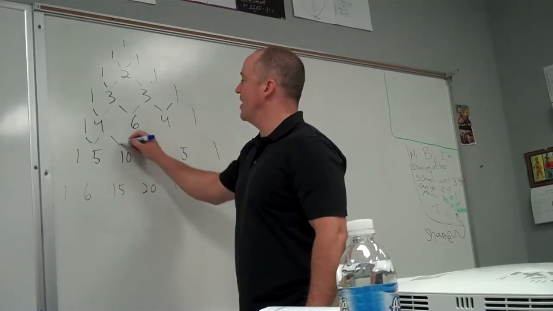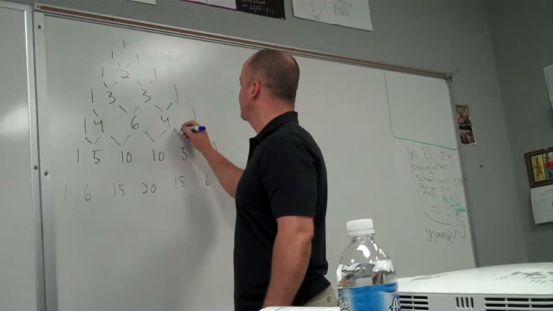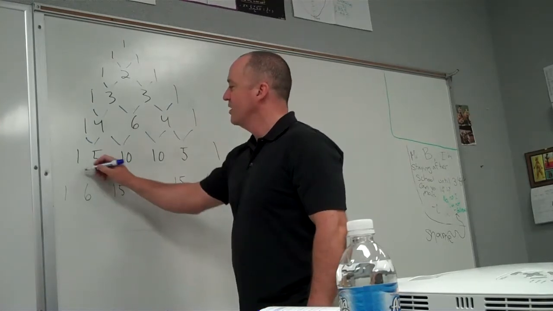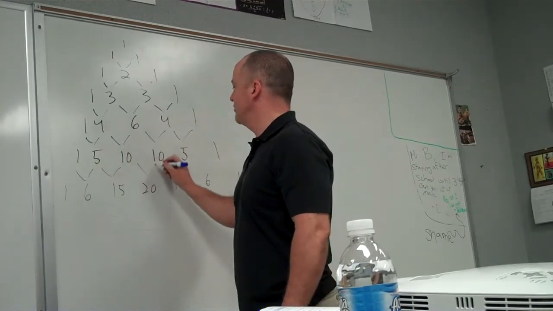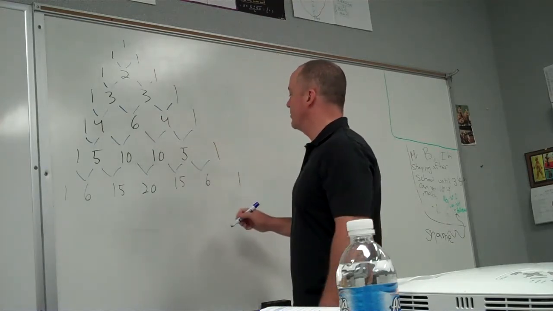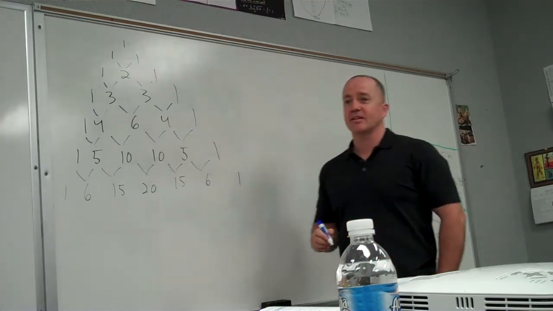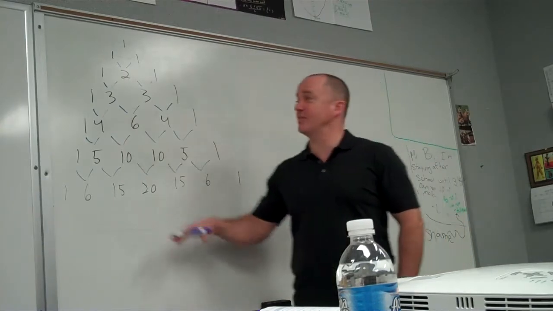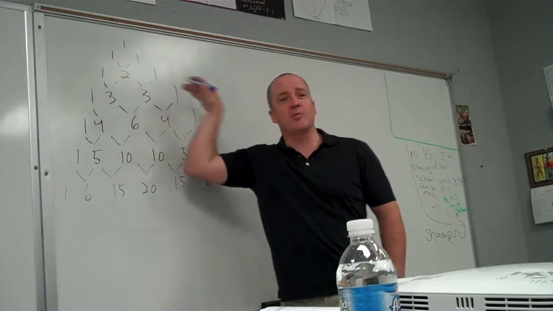1 plus 4 gets you 5. 4 and 6 gets you 10. 6 and 4 gets you 10. 4 and 1 gets you 5. 1 and 5 gets you 6. 5 and 10 gets you 15. 10 and 10 gets you 20. 10 and 5 gets you 15. 5 and 1 gets you 6. Okay, so each number in this triangle is the sum of the 2 numbers right behind it, and each row begins and ends with a 1.